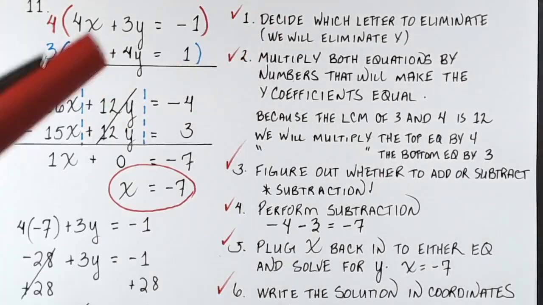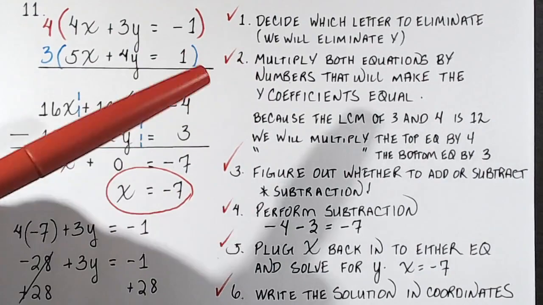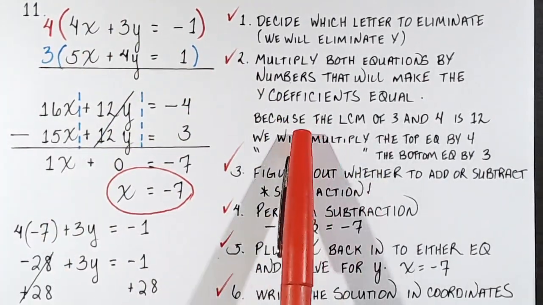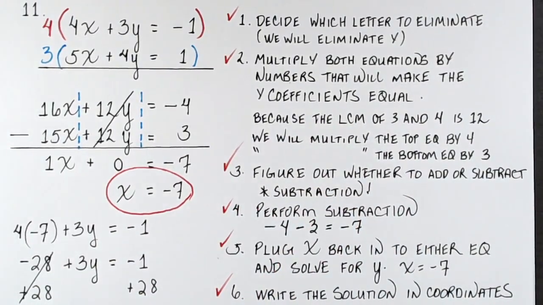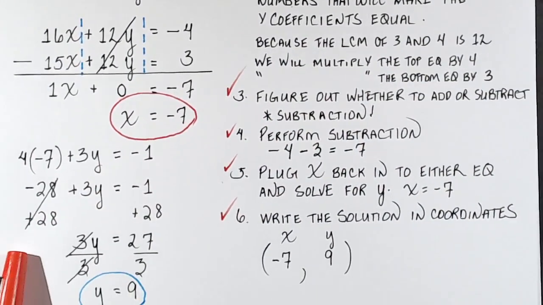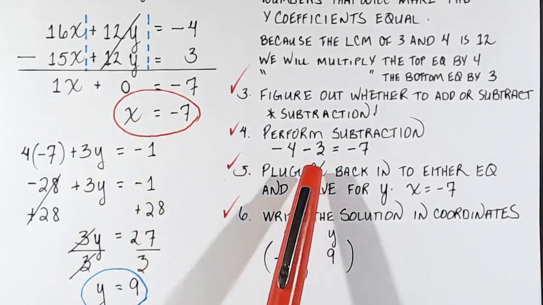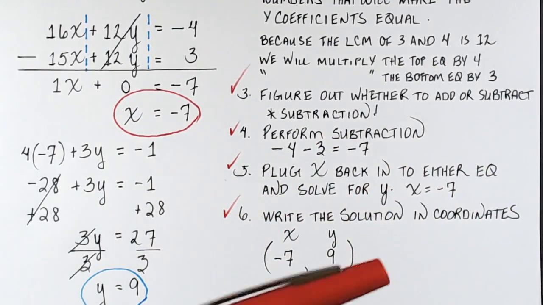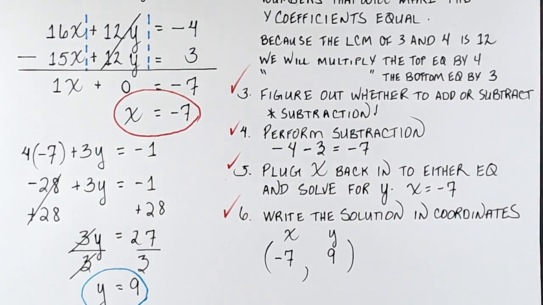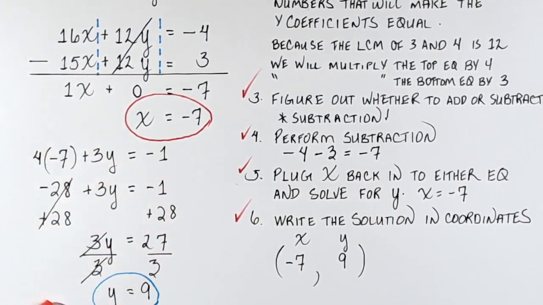You decide which letter to eliminate, multiply both equations if you have to, okay? And then we found the LCM. Okay, then we figured out whether to add or subtract, and we decided to subtract. We performed the subtraction. We plugged the variable we had left. We had x equals negative 7, so we plugged x back in to either equation. We solved for the other variable, which is y. And then we wrote the solution. Okay, we did that plugging in here.